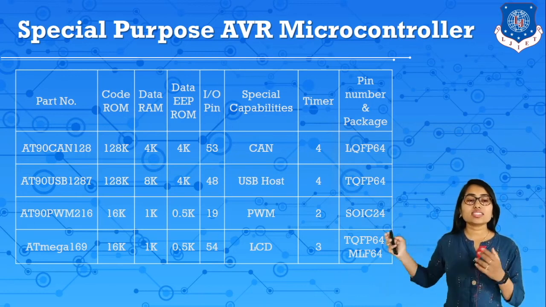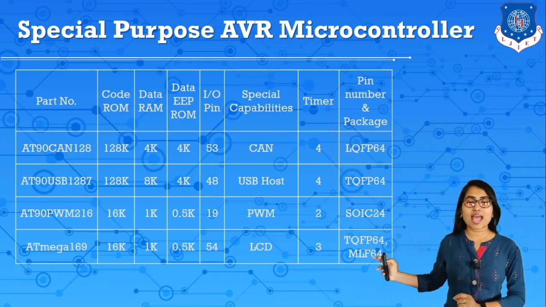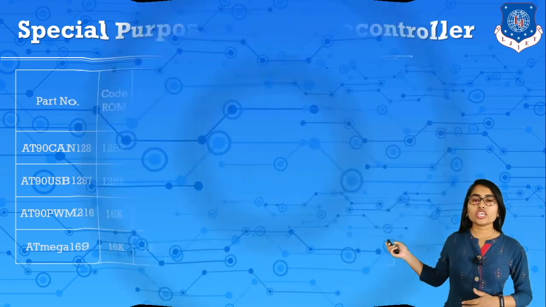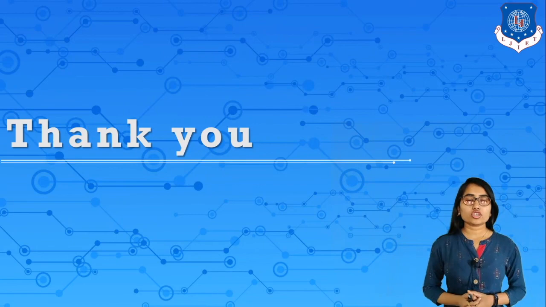Then this ATmega169 is basically used for the capability of LCD display, okay. So 16K of ROM, 1K of RAM, 0.5K of EEPROM, 54 input output pins, 3 timers and available in a TQFP64 or MLF64 package. So this is the special purpose AVR microcontroller IC. So these all are the AVR microcontroller family.